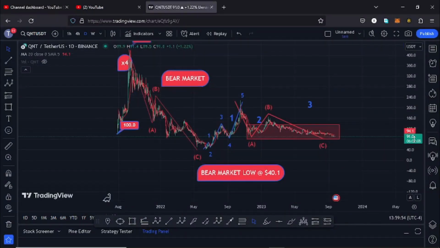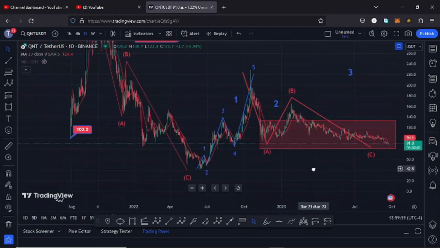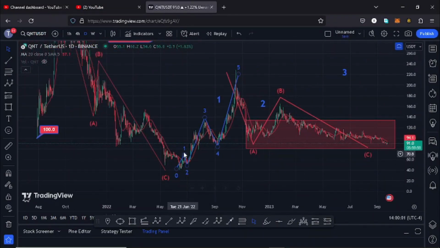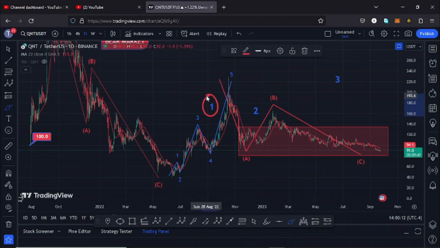And after seeing the bear market low, we continued to obey the Elliott wave structures, where you can see that we peaked in this 5-wave structure to the upper side, having the wave 5 giving us a high at around the $229 mark in a move that completed the formation of this larger Elliott wave count 1.